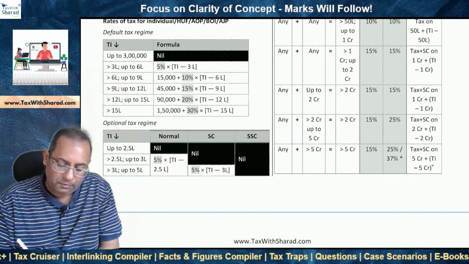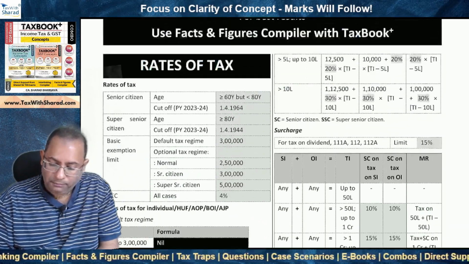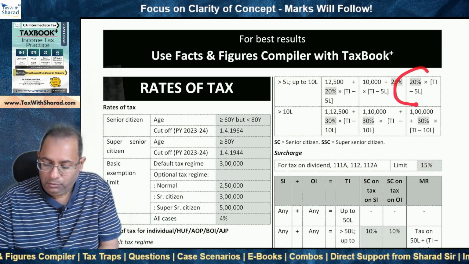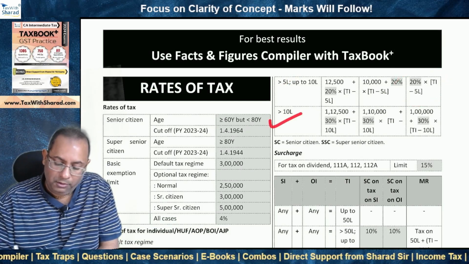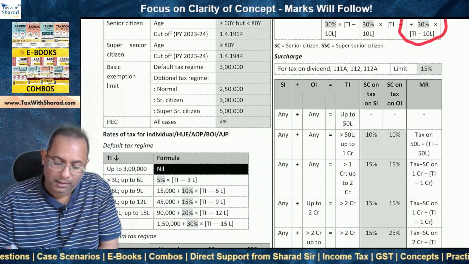Super senior citizen, up to 5 lakh, there is no tax. More than 5 lakh and up to 10 lakh, the formula is 20% into within bracket total income minus 5 lakh. More than 10 lakh, the formula is 1 lakh plus 30% into within bracket total income minus 10 lakh.